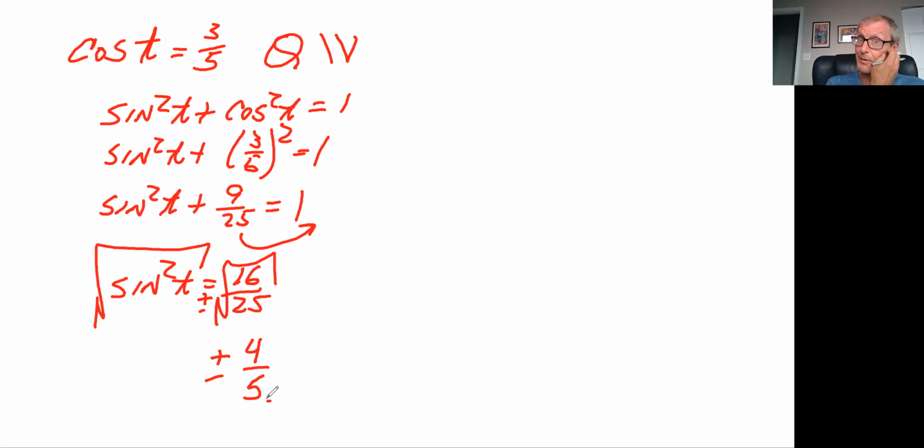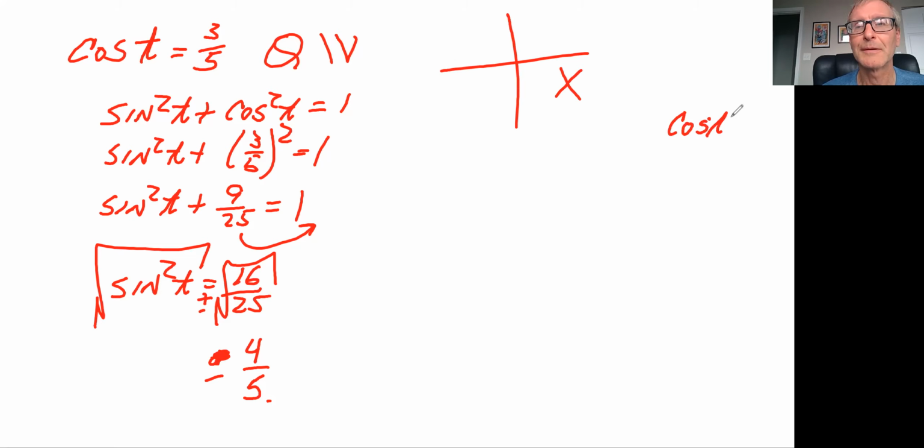So we're in quadrant 4, right? So think about it. Quadrant 4 is right here. And so the y value is negative. So the plus sign goes away. So cosine of t is 3/5. But in quadrant 4, sine of t is minus 4/5. So let's find all the other ones.